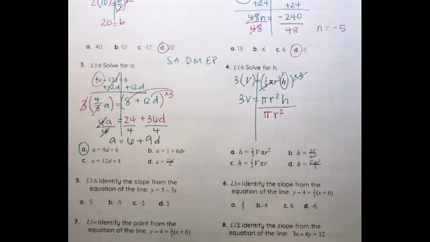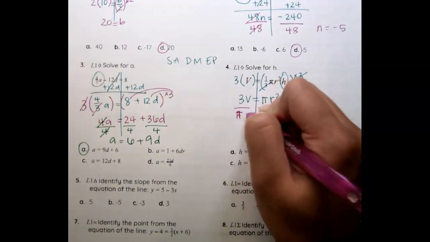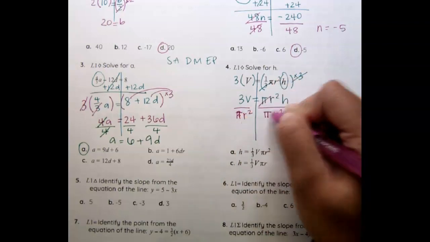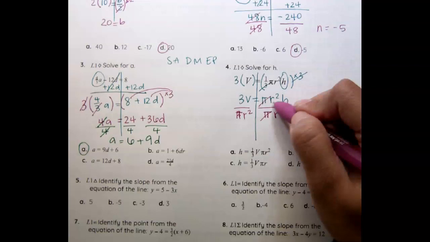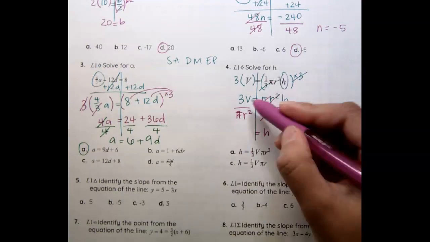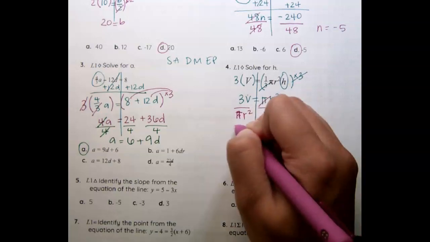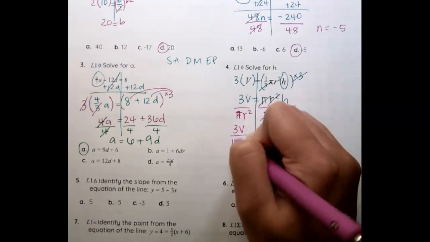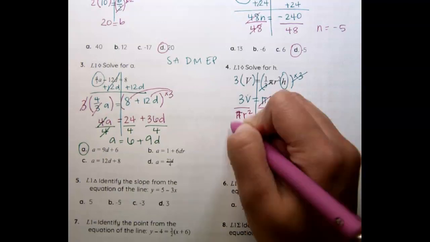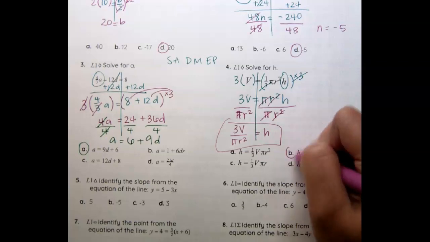You can divide by more than one thing. Oops, not 3. Pi r squared. So this pi cancels out that pi. This r squared cancels out that r squared. So now all I have is h equals. These can't actually be divided because none of them are like terms. So all I end up with is 3v over pi r squared. And that's the answer. So my answer is B.